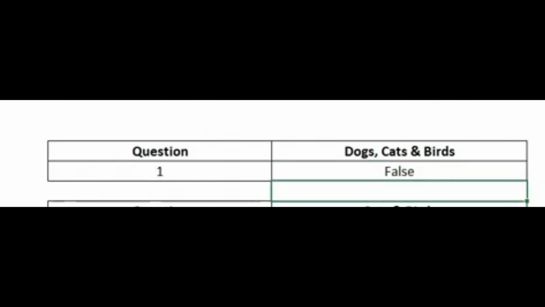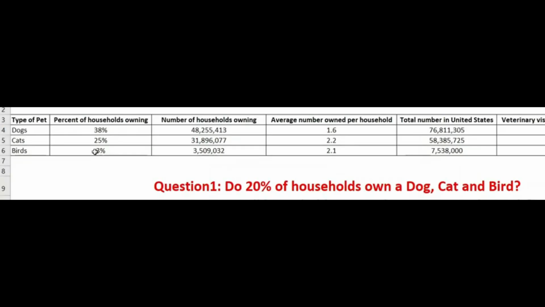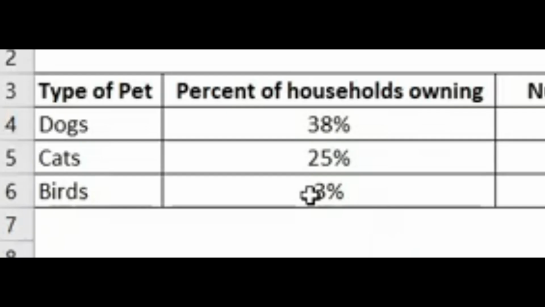What you see is that it came back with a false statement. The reason it came back with a false statement is because question 1 asks, do 20% of households own a dog, cat, and bird? Which means each animal must be in at least 20% of households. In this case, birds are only in 3% of households.